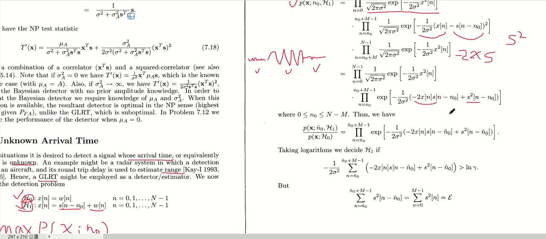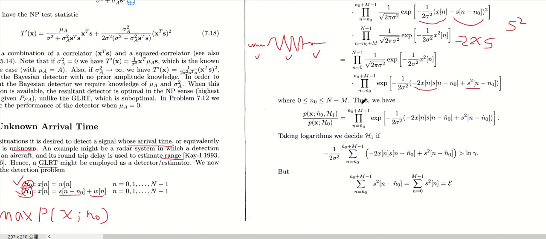Okay, and so we have p(x; n0, H1) over p(x; H0) equal to a multiplication of this, because this term is exactly the same as this term. So when you put this whole thing in the numerator and this in the denominator, this cancels out, and what remains is this term goes here. Okay, so now you have this.